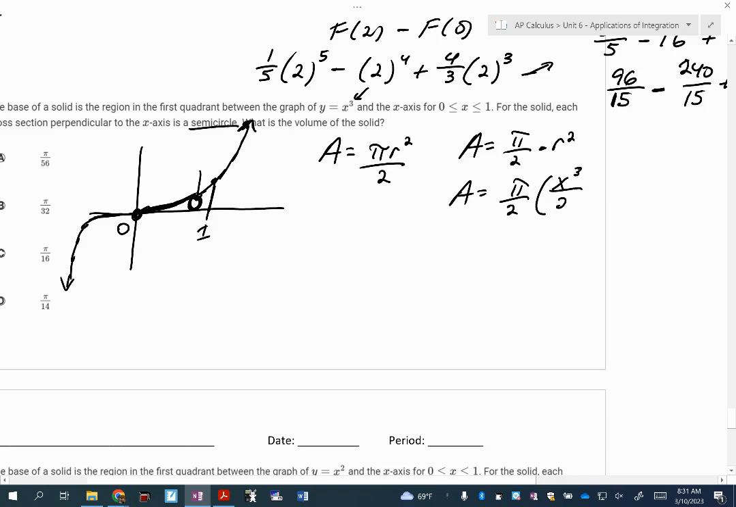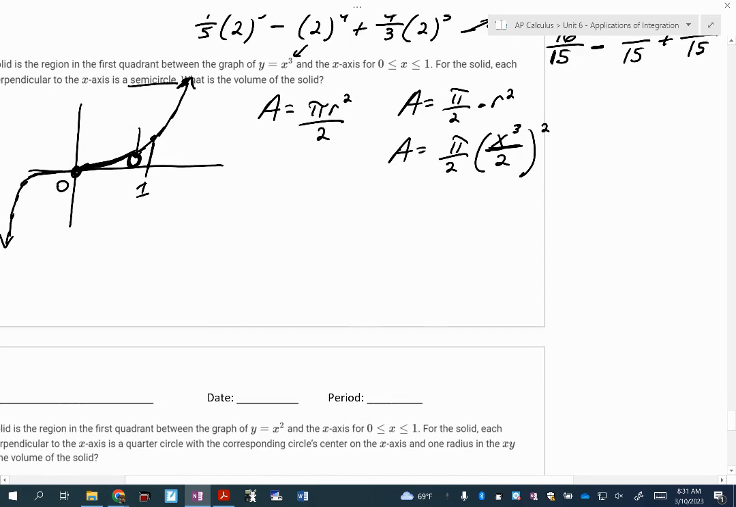So x cubed divided by 2 will be my radius. I need to square that. So let's set this up. Actually, let's do one more step and then I'll set it up. So I have pi over 2. Let's square this. So I get x to the 6th power over 4.